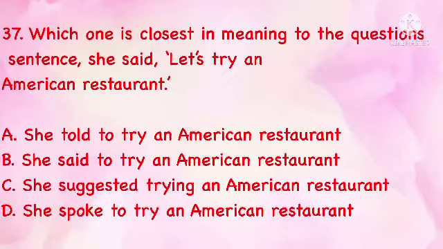Which one is closest in meaning to the question sentence? She said, let's try an American restaurant. She told to try an American restaurant. She said to try an American restaurant. She suggested trying an American restaurant. She spoke to try an American restaurant. And the correct answer is C. She suggested to try an American restaurant.